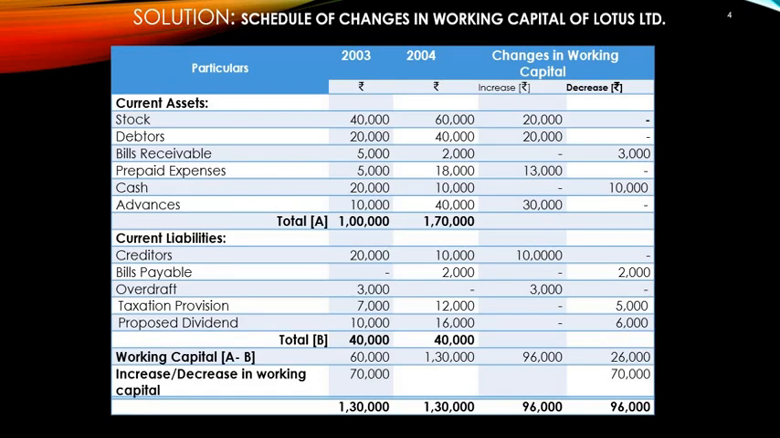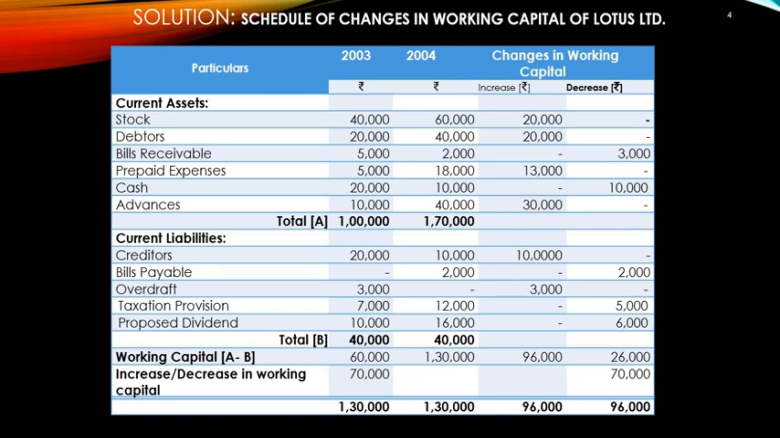So solution: draw the format with particulars, amount columns for 2003 and 2004, then changes in working capital, increased rupees and decreased rupees. So first, current assets. In this problem we have current assets like stock, debtors, bills receivable, prepaid expenses, cash and advances. The values in 2003 are 40,000, 20,000, 5,000, 5,000, 20,000, 10,000 respectively. In the year 2004 the values are 60,000 stock, 40,000 debtors, 2,000 bills receivable, 18,000 prepaid expenses, cash rupees 10,000 and advances rupees 14,000.